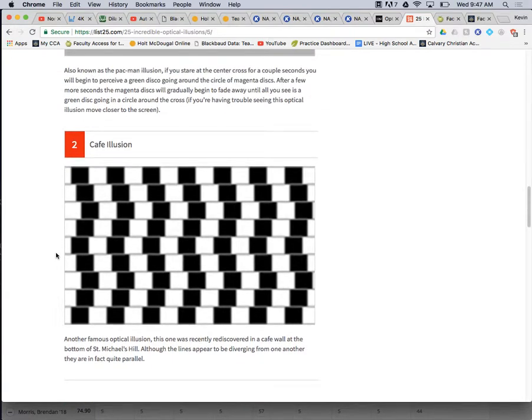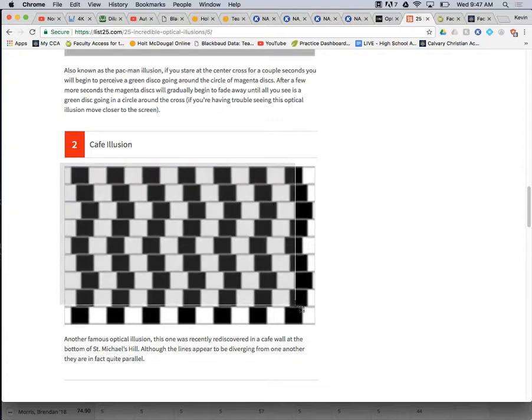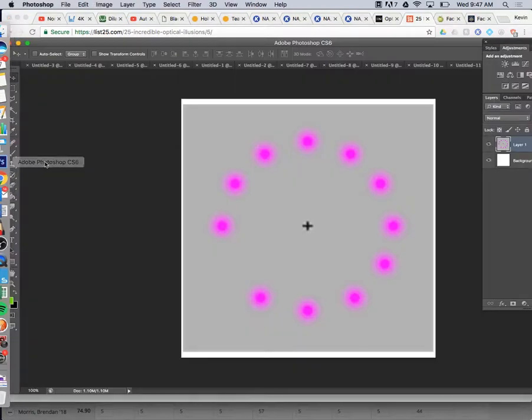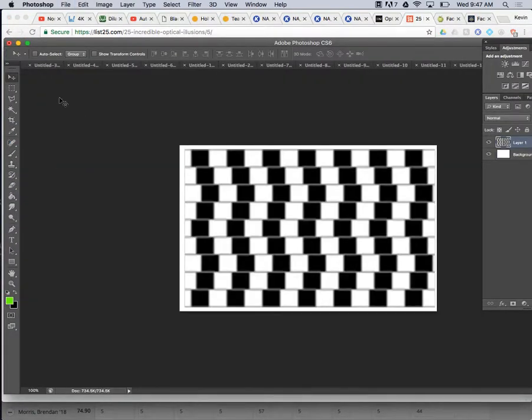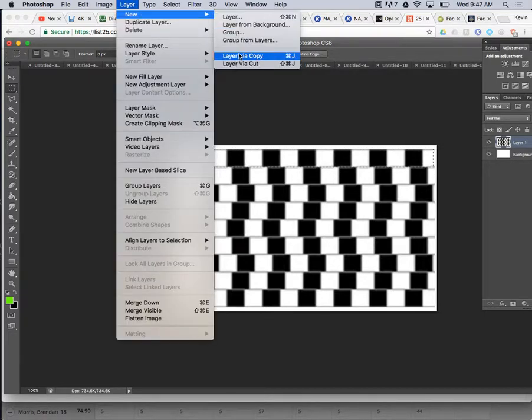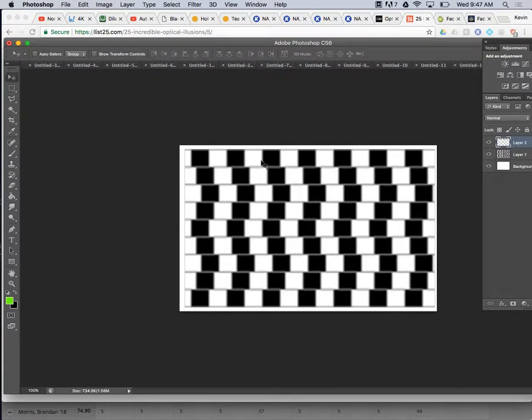Here's the cafe illusion. It looks like they're slanted, right? But all those lines are completely straight. Squint your eyes, you can see it. So I'll show you. I'll just copy this one. See? If you squint your eyes, you can see that they're straight. You see? They're all just straight. No, I get it.